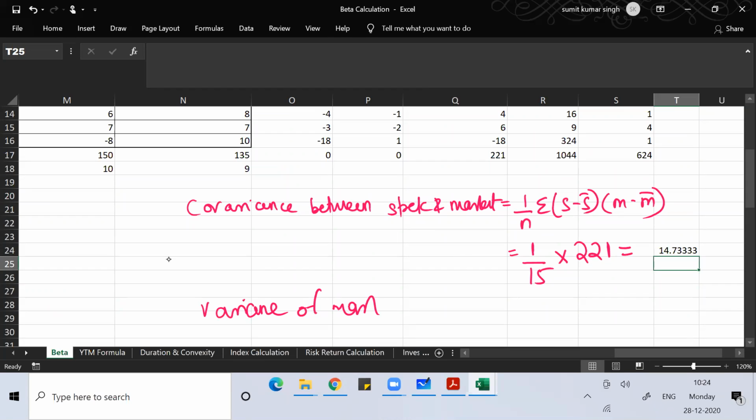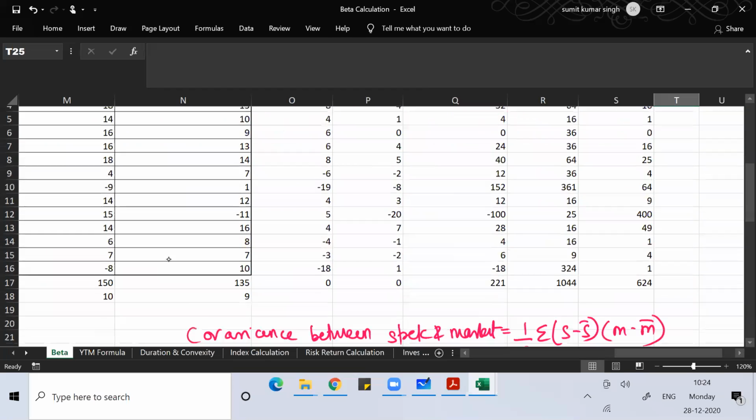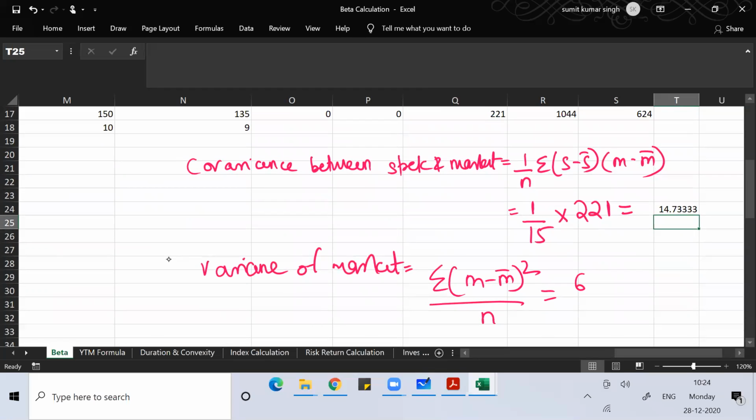Then I can find the variance of market, step by step. That is the summation of M minus M bar whole square divided by n. The summation of M minus M bar whole square is 624, divided by n, and n is 15.